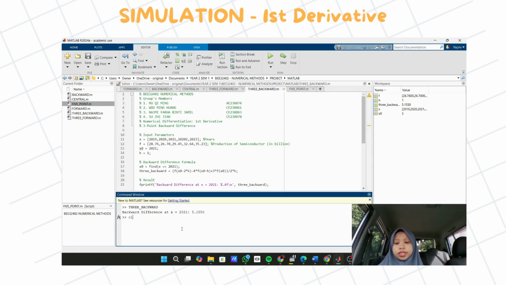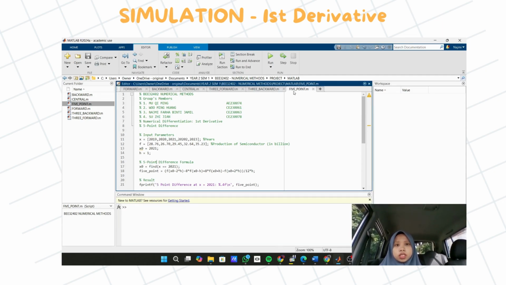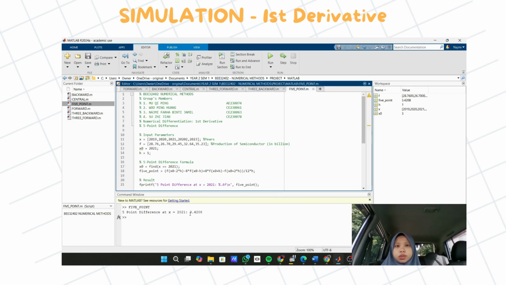And for the last one of the first derivative, which is 5-point, okay, the formula is quite long. Okay, I have inserted the formula into line 918, run it, and gain 3.4208 at x equal to 2021. And that's all for the simulation of the first derivative.